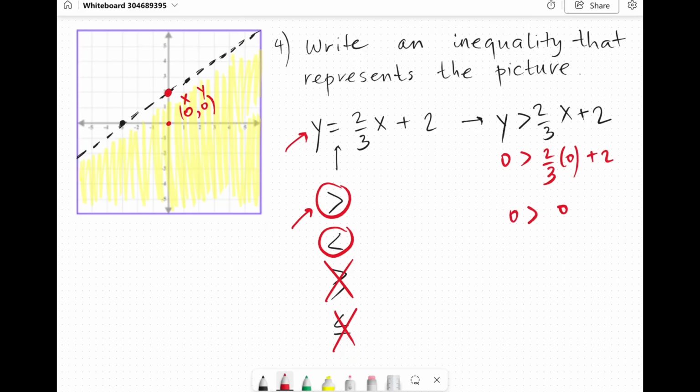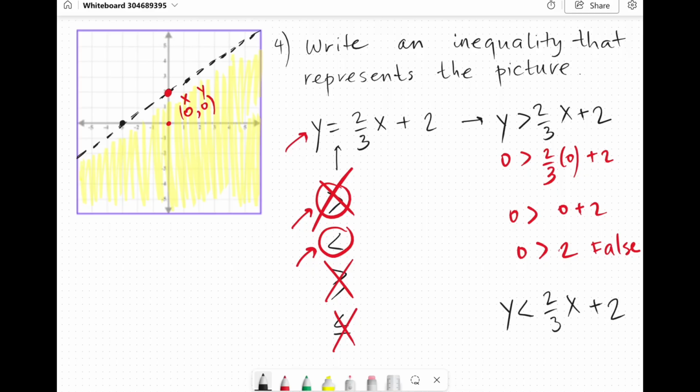0 is greater than 0 plus 2, or 0 is greater than 2. Is this true? No, 0 is not greater than 2. This is false, which means this symbol didn't work either. So the only one that's left for us is this symbol right here. So my answer will be y is less than 2/3 x plus 2.